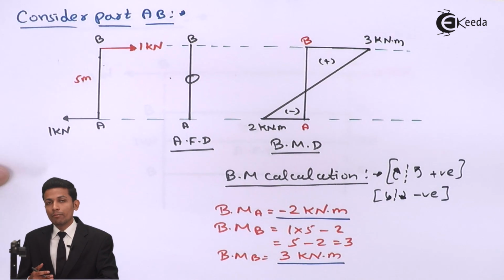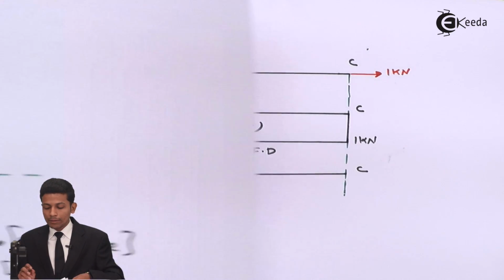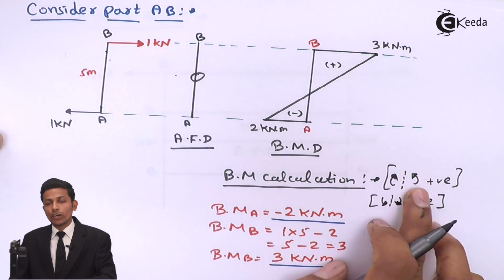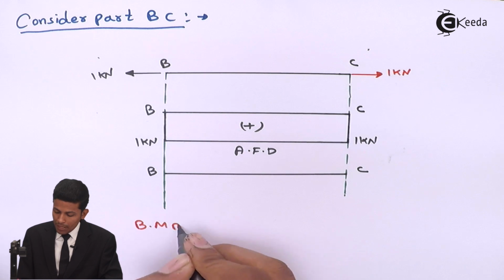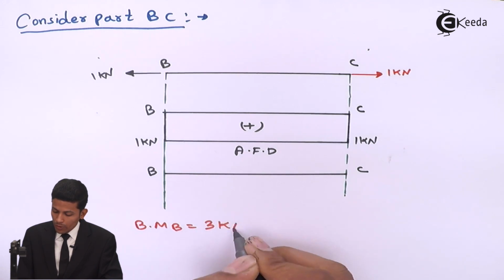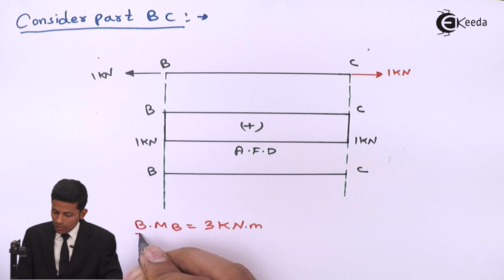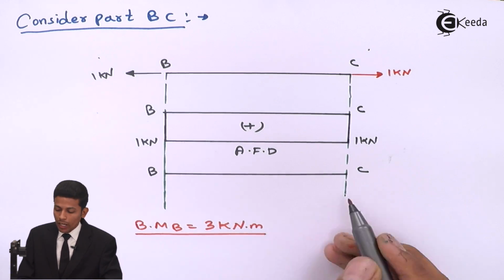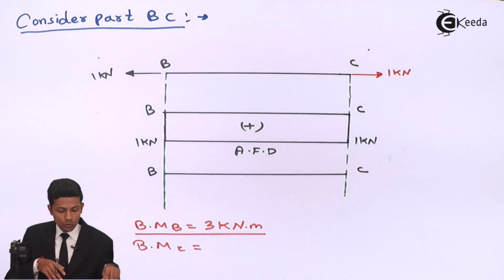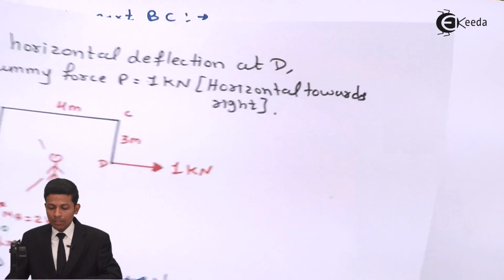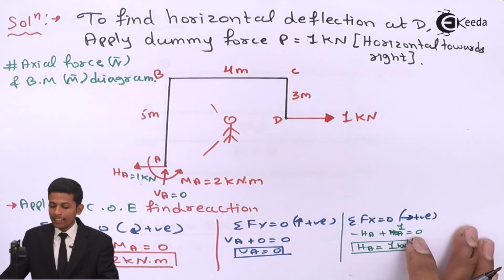No need to find again the bending moment at B. I am not explaining this sign convention again and again, you can follow. Bending moment at B will be 3 kilonewton meter. This value I have already found out. Now we are finding the bending moment at C. Now see the original diagram. Now we have to find the bending moment at C.